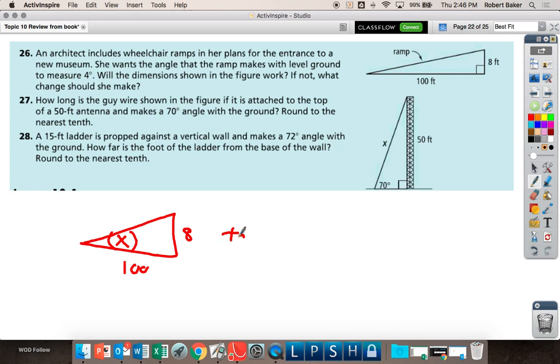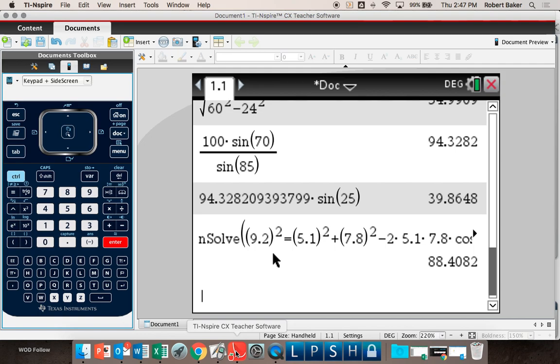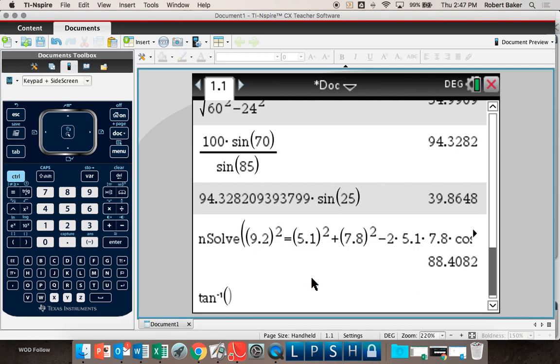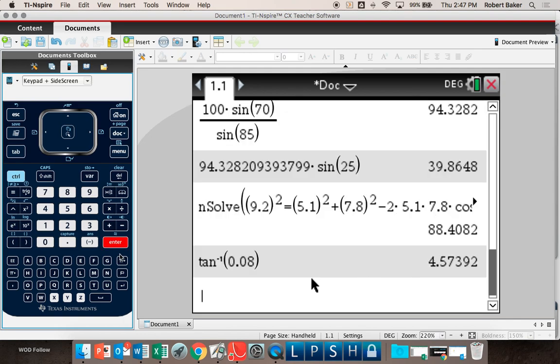So if you do the tangent of x equals 8 over 100, you're trying to figure out what angle is created. Tangent inverse of 8 divided by 100. In your phone, yes. Wow, it's 4.5 degrees. So that's too much, right? That's 4.5 degrees, so we need to change something to make it 4 degrees.